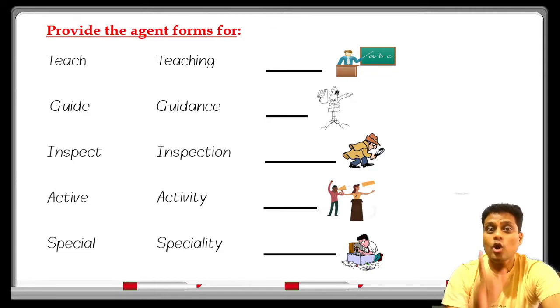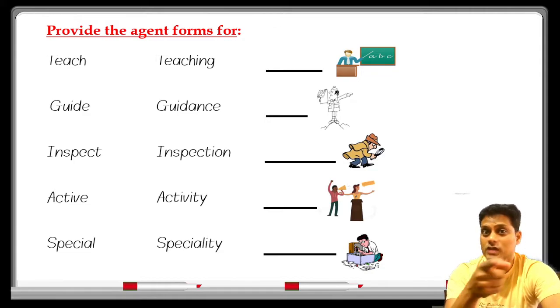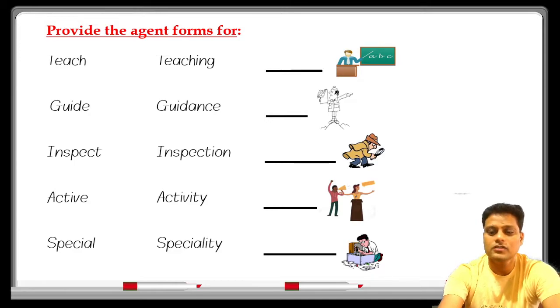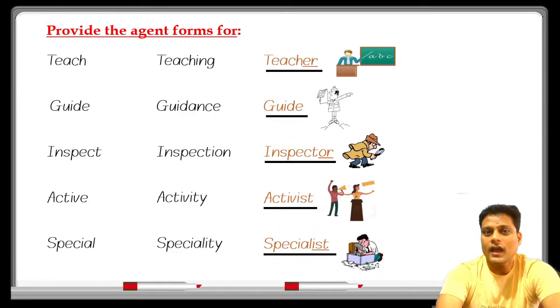All right, I hope that you had paused the video because now I'm going to reveal the answers. So teach, the normal noun form is teaching, and the doer or the performer is a teacher. Guide, the normal noun form is guidance. The one who does that is a guide. Now these are the exceptions I was talking about. You don't need er, or, ist here.